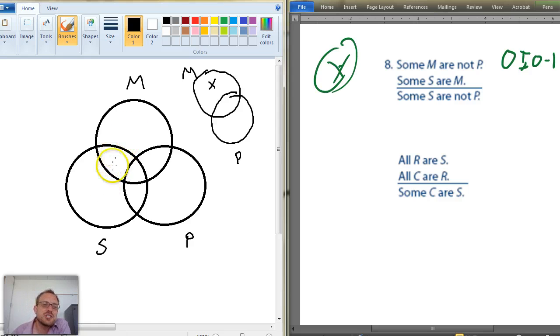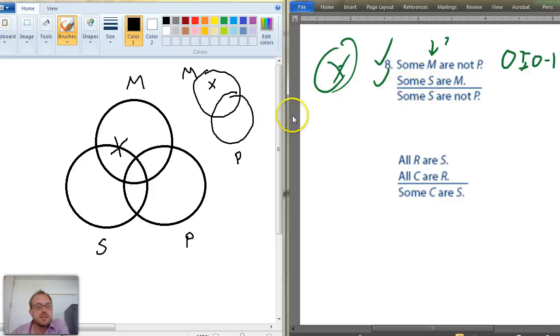Because I can't determine if it goes here or here or here, that's when I put it on the line, just like that. I just put it right on the line. What that symbolizes, when it's on the line, is that it's undetermined whether or not this M over here is also an S. I don't know, and that's why I put it on the line, okay? Now, that's how you diagram that premise.